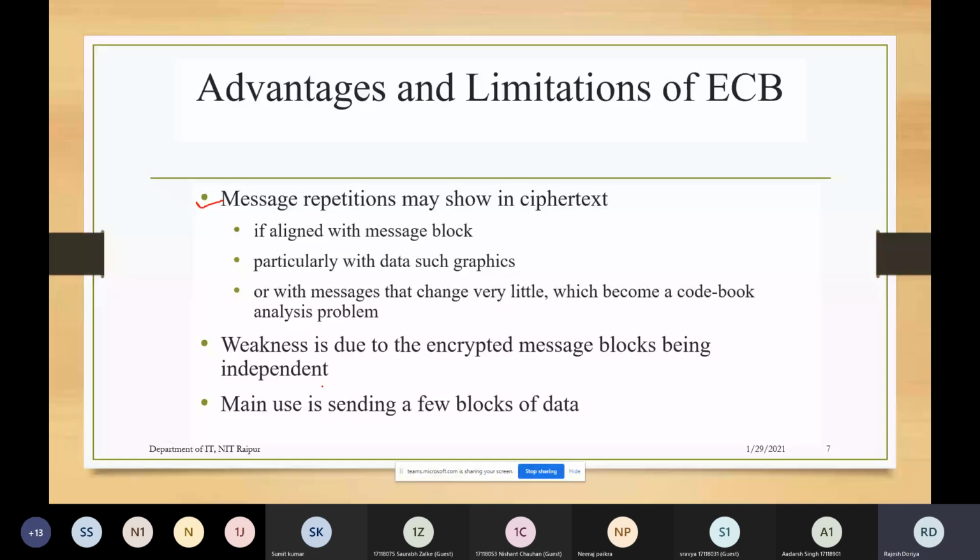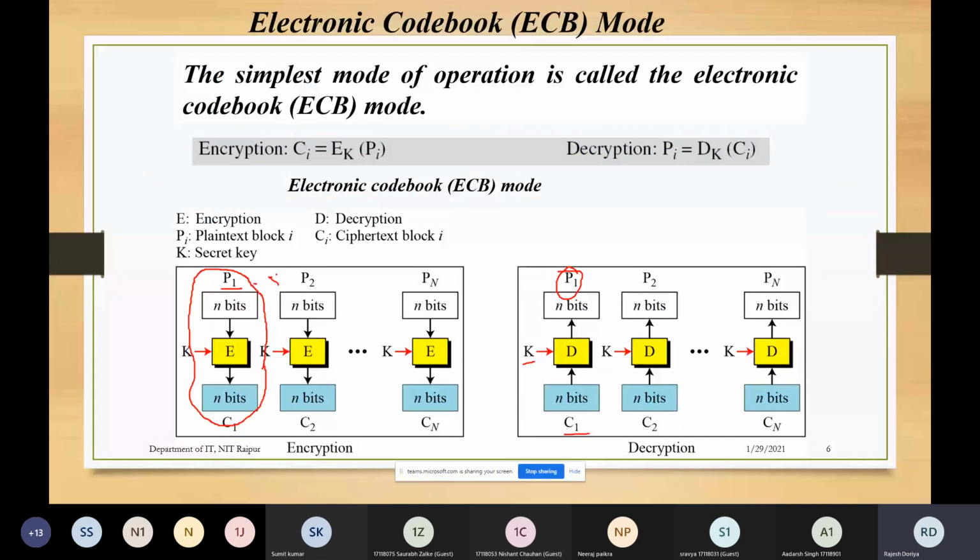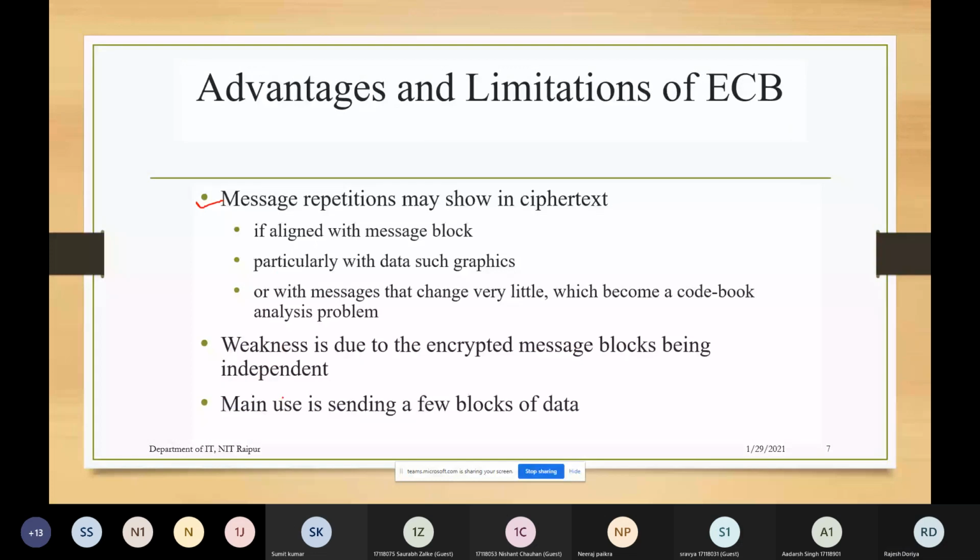Because each and every block over here is not dependent on the others. So this particular block encryption is independent of this one. Similarly, this particular process of encryption is independent of this one. Each and every ciphertext is not depending upon the other ciphertext, or the operation is not depending upon the other one. So this is one of the disadvantages of this mode of operation.